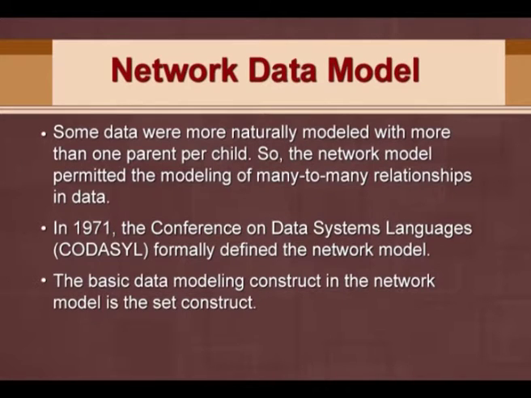Then comes the network data model. Some data were more naturally modeled with more than one parent per child. In the earlier model, the hierarchical model, you have one parent and then the rest in the next levels you have the children. But here, this model is naturally modeled with more than one parent per child.